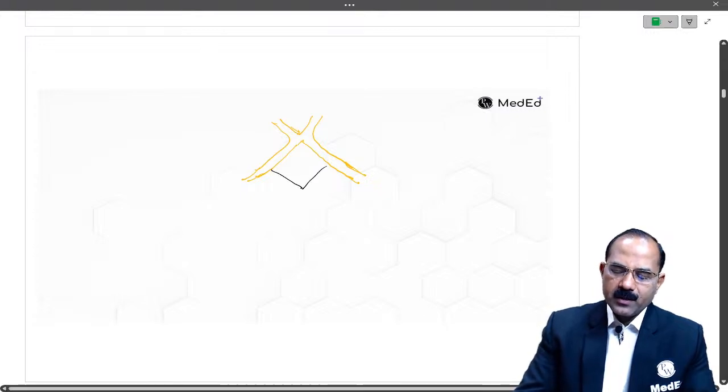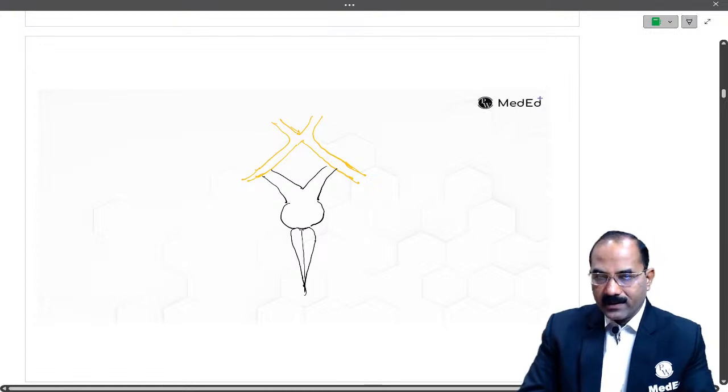ठीक है बच्चा, you tell me now what is this? ये अपना midbrain हो गया. That's the midbrain, that's the pons. See, जितना diagrams आप draw करोगे ना, the more diagrams you draw, the more your concepts are going to be clear. This is the medulla seen from the anterior aspect.